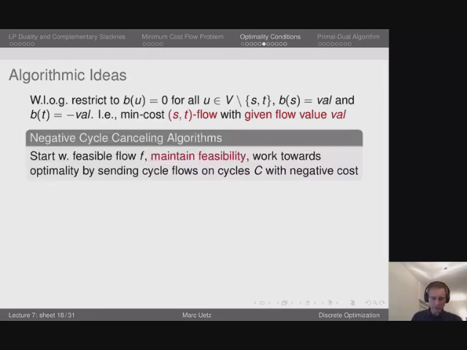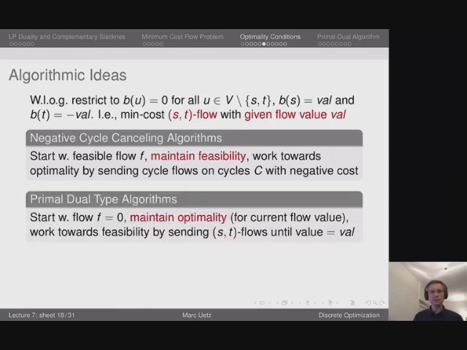Now, the first class of algorithms to compute minimum cost flows would be exactly to start out like I just described. I start with a feasible flow in the beginning, sending this certain value VAL from S to T. So I start feasibly and I maintain feasibility throughout the algorithm, and I work towards optimality by sending cycle flows along cycles with total negative costs, right? So those are negative cycle canceling algorithms. There are even versions of that, namely the minimum mean cycle algorithm, that run in time which is polynomial in the size of the network.